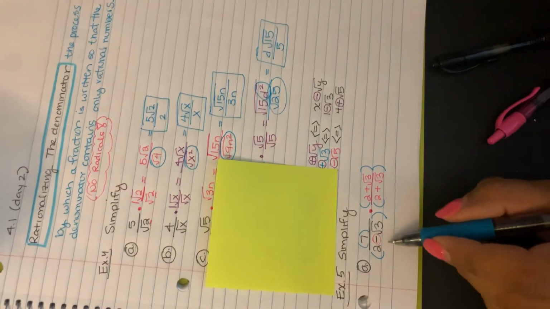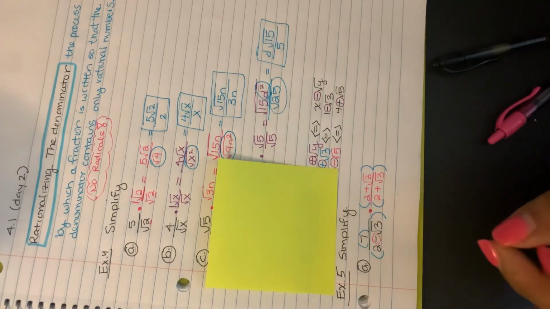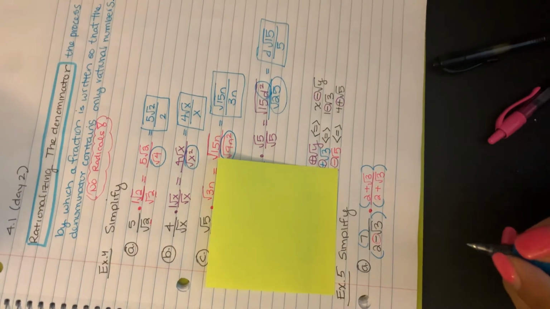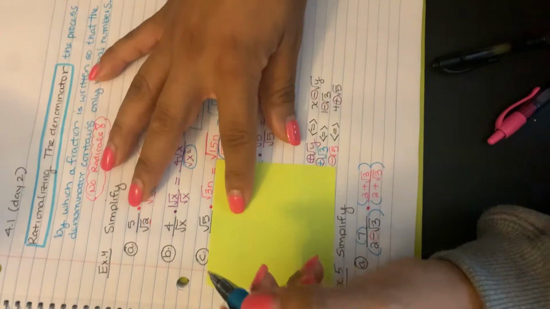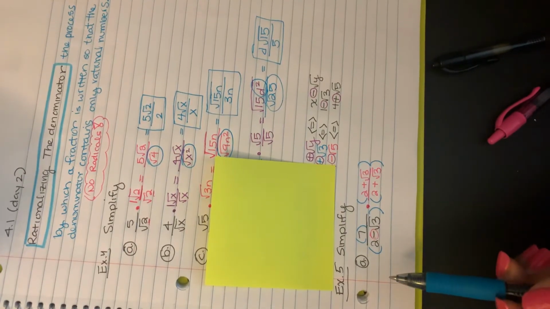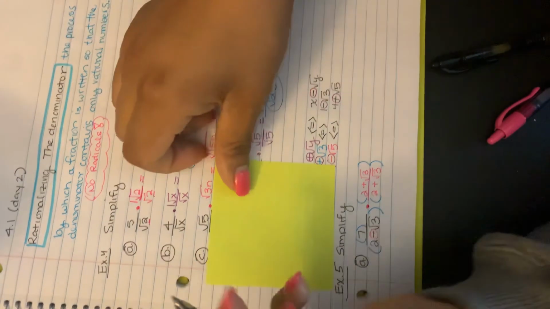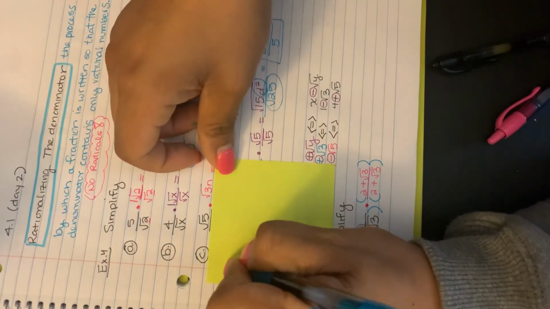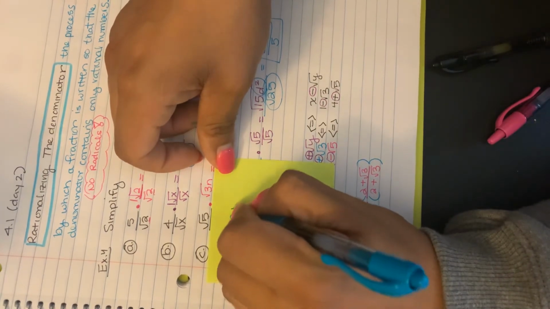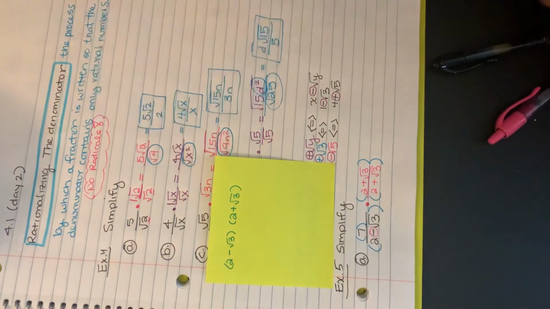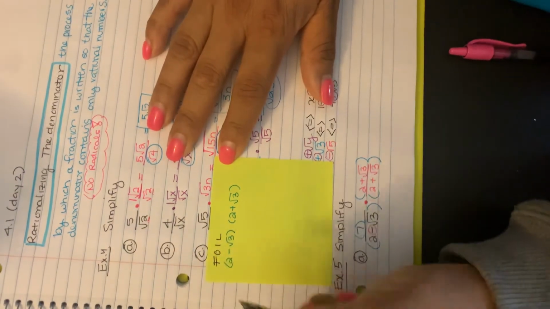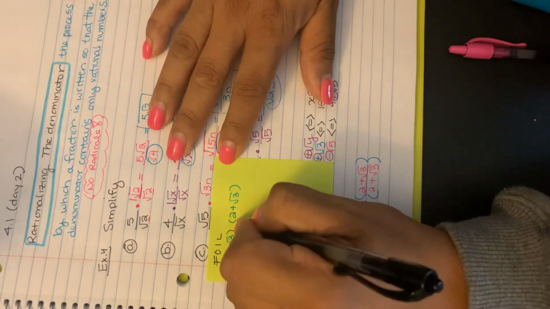So this is what happens when you have an expression, a binomial times a binomial. You can use the box method, the FOIL method, the rainbow method. I'm going to use the FOIL method. It's easier to show. So I'm going to multiply these two. Okay. Remember, FOIL is first. So we're going to multiply the first term. So here are the first terms.